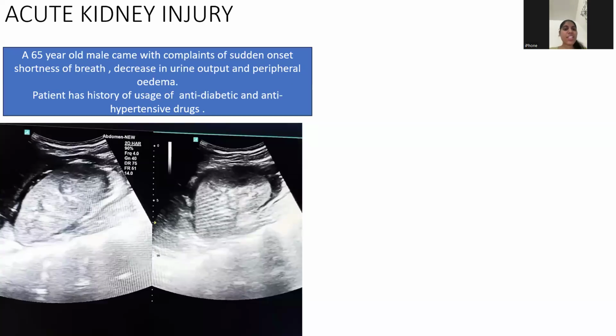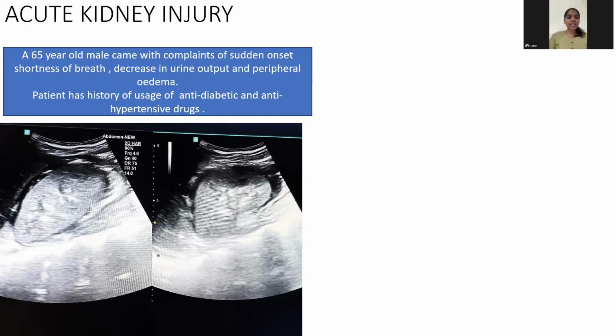And here is a 65-year-old male patient who came with complaints of sudden onset shortness of breath, decrease in urine output, and peripheral edema. The patient has a history of usage of anti-diabetic and antihypertensive drugs for 5 years. So we are able to see that the kidney is very echogenic and there is a thin strip of perinephric collection. The cortical thinning is noted.